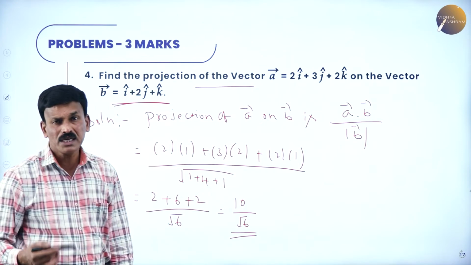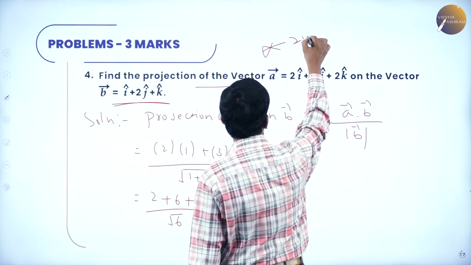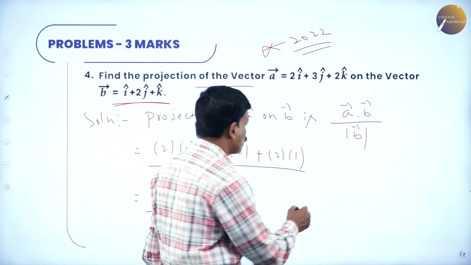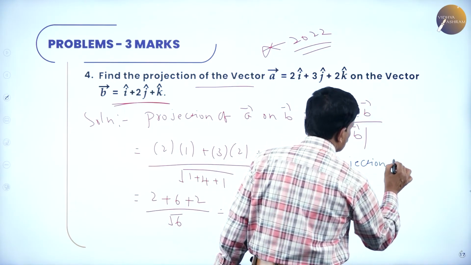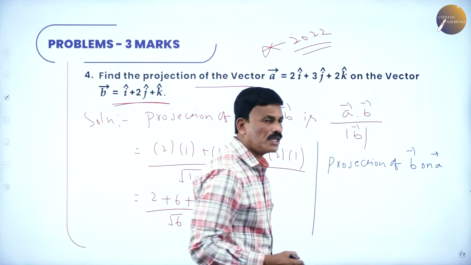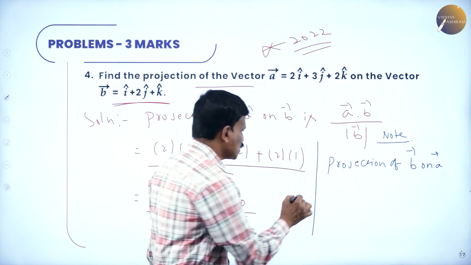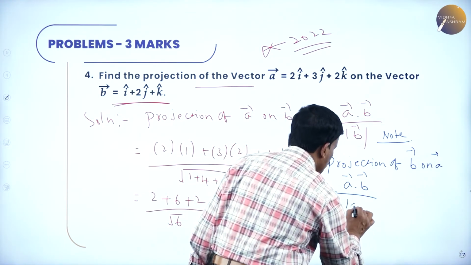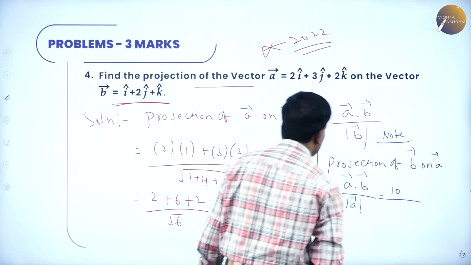So, usually you will get this type of questions for either 2 marks or 3 marks. Very important. This is also very important for 2022 examination. Similarly, suppose if they ask the projection of vector B on A, it is nothing but the same A dot B divided by length of A here. That's it. What is A dot B? A dot B is 10 divided by length of A.